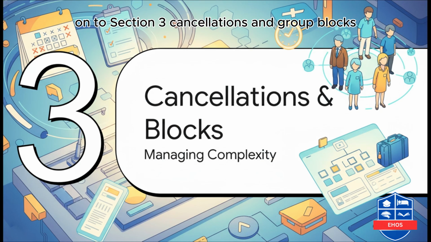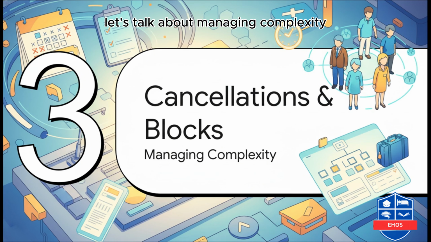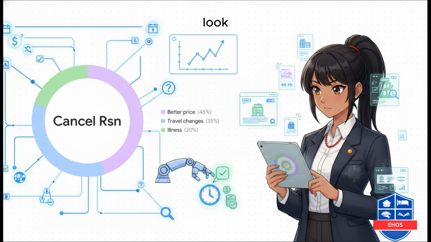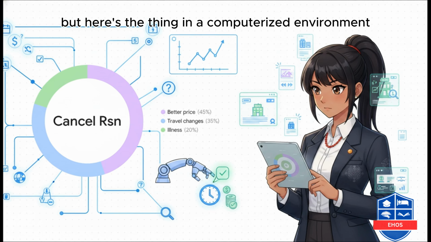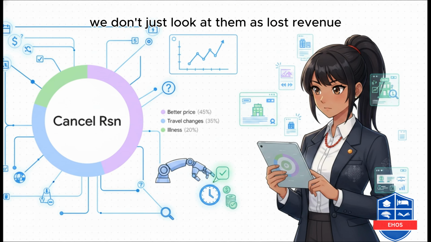All right, on to Section 3, cancellations and group blocks. Let's talk about managing complexity. Look, cancellations are just a reality of the hotel business. But here's the thing. In a computerized environment, we don't just look at them as lost revenue. We treat them as highly valuable data points.